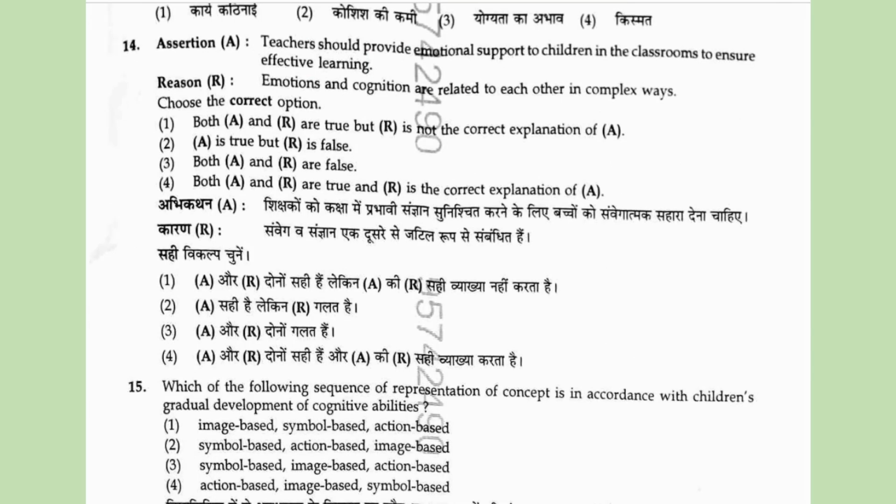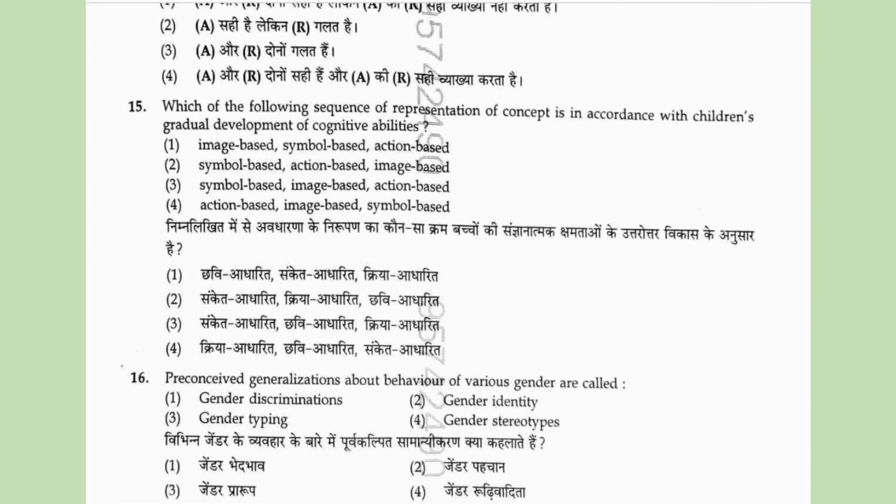Another assertion and reason. Teachers should provide emotional support to children in the classroom to ensure effective learning. Absolutely. Emotions and cognitions are related to each other, correct. So both A and R are true, and R is the correct explanation of A.